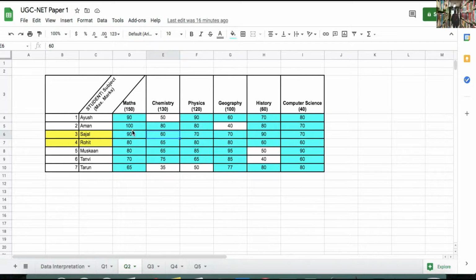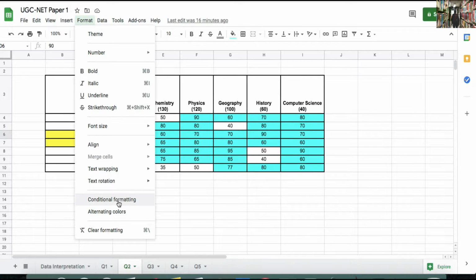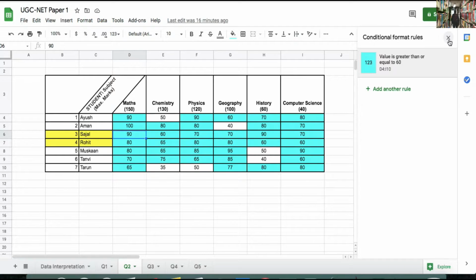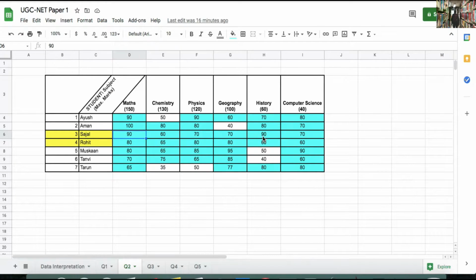See, the best part about using Excel or Google Sheet is you can use a formula, conditional formatting. Format cells if greater than or equal to 60, and then this gets highlighted. But like I said, it won't be that easy when you go and write the exam. You have to do everything manually. But still, it's very obvious. You can just go row by row and see. There's 50 here, so definitely Ayush did not score more than 60.